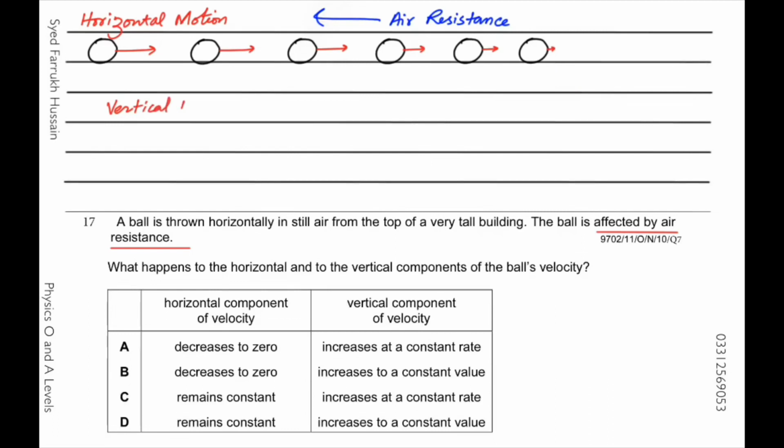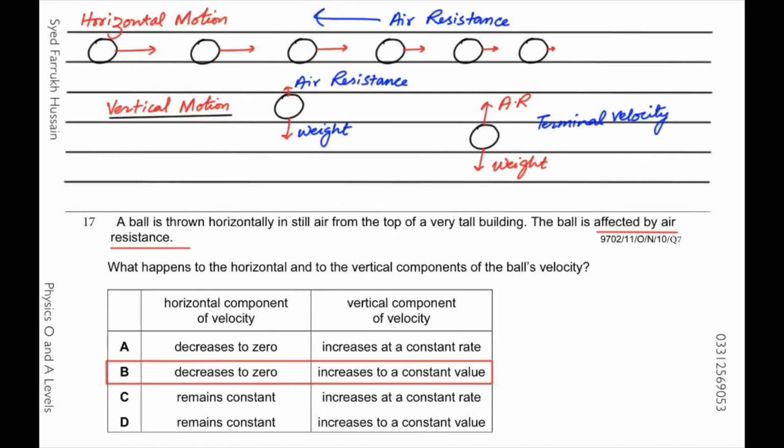Now if I talk about the vertical motion of the ball, initially there is less air resistance because of less speed, and as time passes air resistance increases because of the increase in speed, and eventually it will become equal to the weight. That will be the condition of terminal velocity, when the air resistance and the weight are equal and the object falls with a constant velocity. So for the vertical motion, the speed of the object starts to increase to a constant value, which is terminal velocity, and the horizontal component is decreasing to 0. It was not 0 in the start, but then it became 0 because of air resistance affecting the motion of the object. So according to this, B is the correct answer.